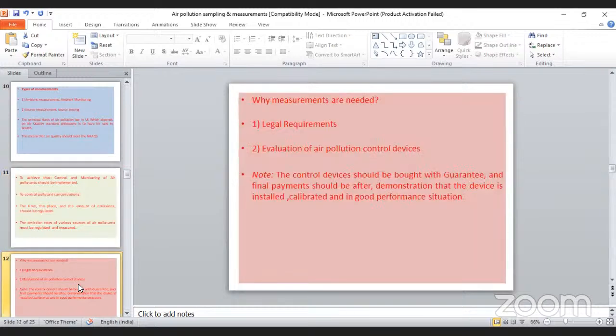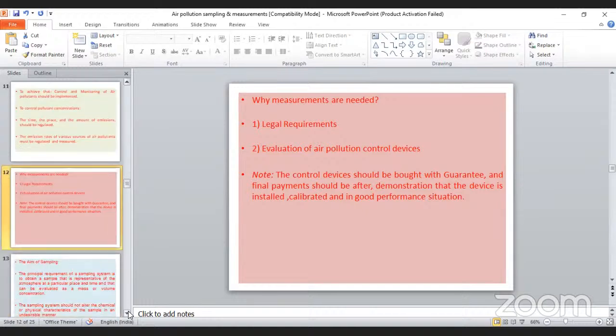Why is this measurement needed? The need for this measurement is for legal requirements, evaluation of air pollution control devices, or implementation of any control devices. The control devices should be bought with a guarantee, and final payment should be made after demonstration that the device is installed and calibrated and is in good performance situation or not. After all those studies, only then should it be published.